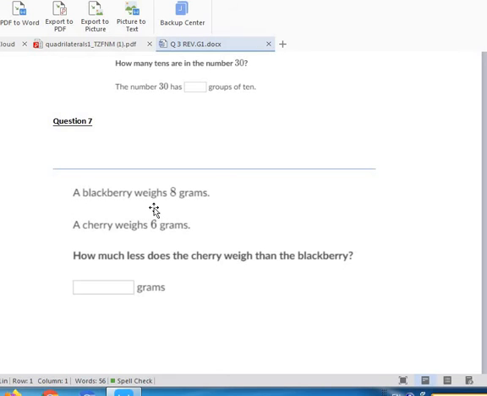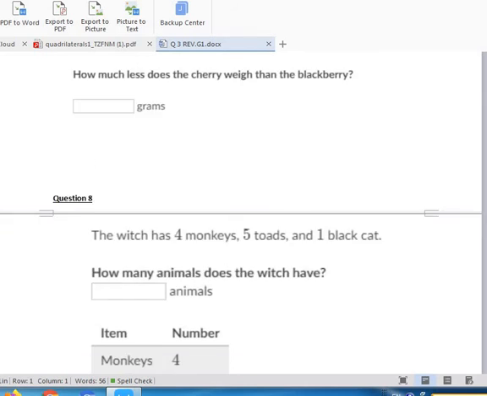A blackberry weighs 8 grams. A cherry weighs 6 grams. So how much less does the cherry weigh than the blackberry? I have here the blackberry 8 and the cherry 6. How much less? So 8 minus 6 will give me 2. Do you remember the word less? This is for subtraction, so 8 minus 6 will give me 2 grams.